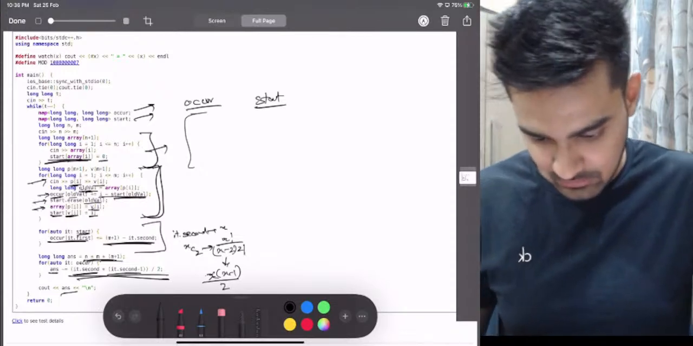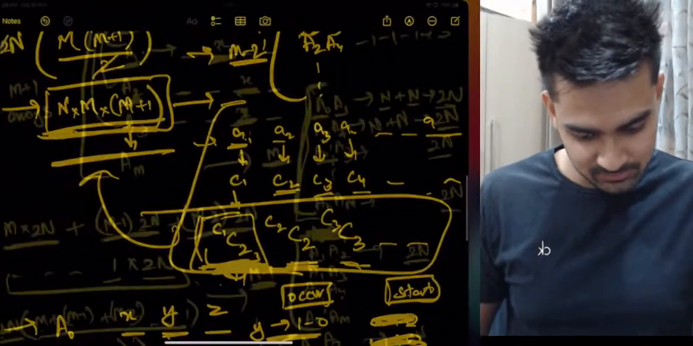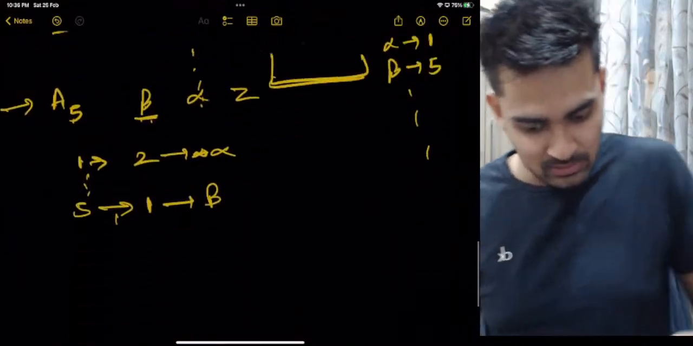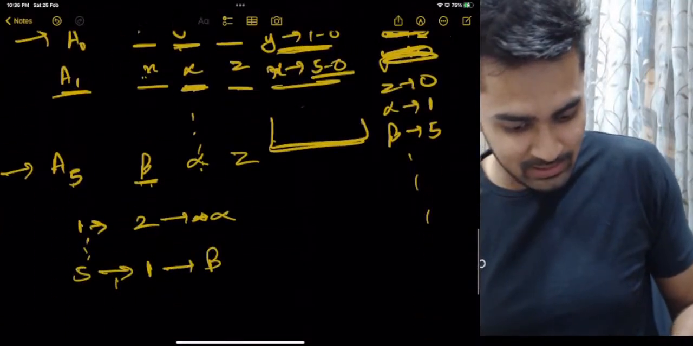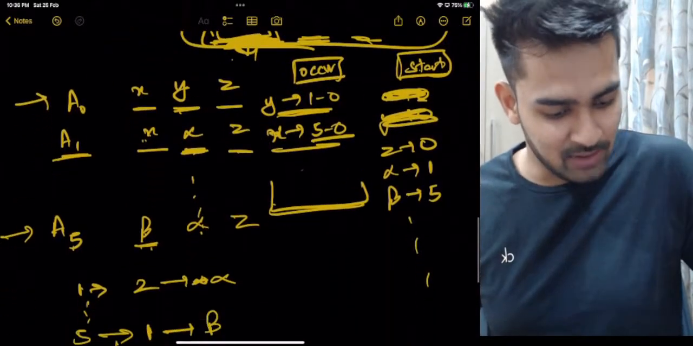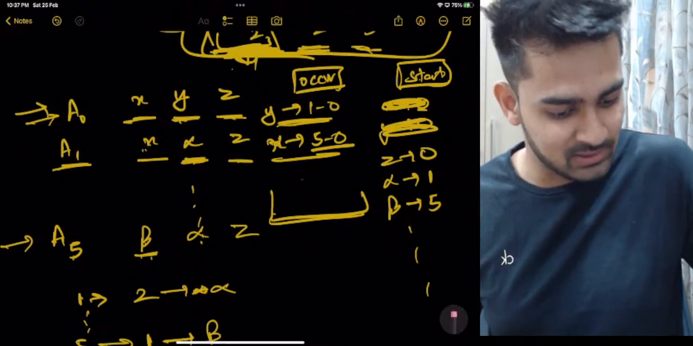Just a second. What I'm doing for occurrences: let's say the first array had x, y, and z. Since the first array had x, y, and z, I will say my x is starting from 0, y is starting from 0, and z is also starting from 0.